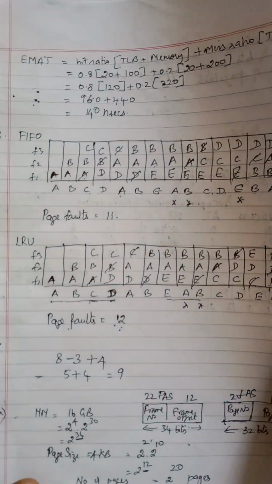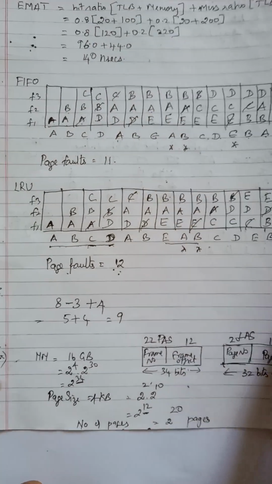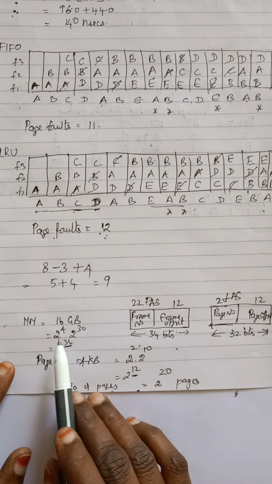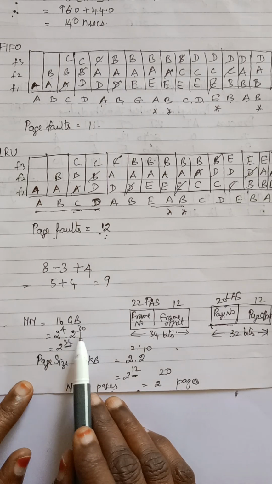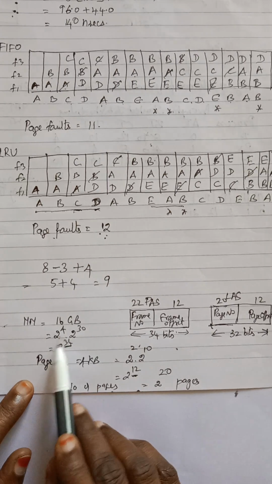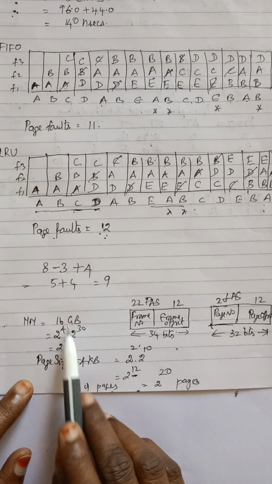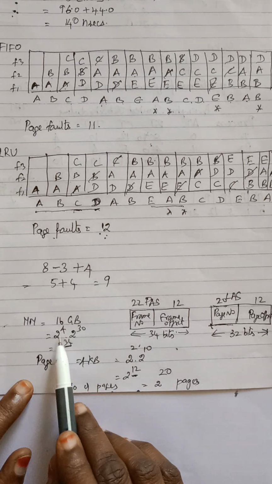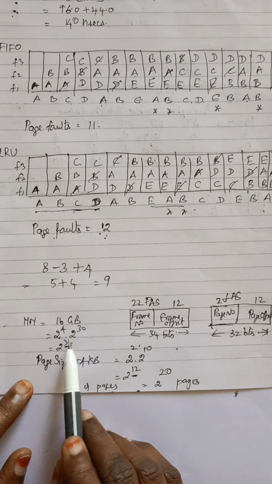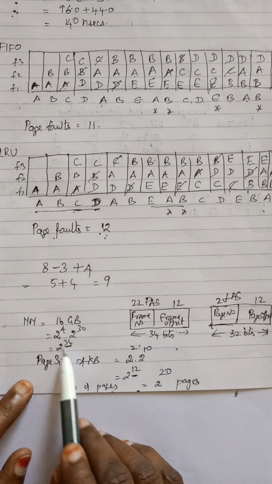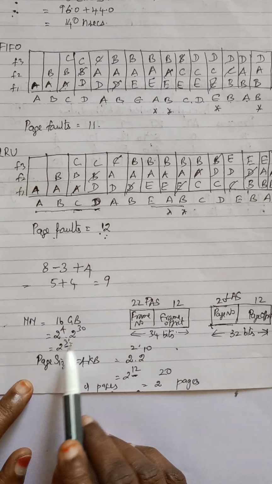Here we found out the main memory. Main memory size is given as 16 GB. So 16 GB, write it in the form of 2 power 4 and 2 power 30, as it is in GB, convert it to bits. So 2 power 4 into 2 power 30, which means 2 power 34. So the number of bits used in the main memory is 34 bits.